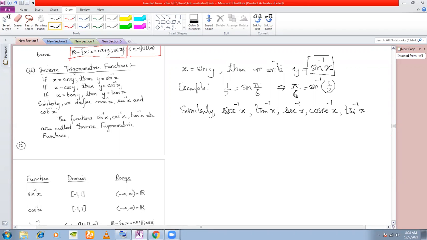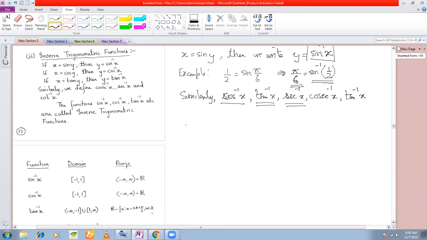Okay. So remember, whatever is the value of cos inverse x, it will be an angle. Just as you see here, what is the value of sine inverse half? It is pi by 6. Similarly, tan inverse half is an angle. Sec inverse half is an angle. Okay. Now we come to the domain and range.